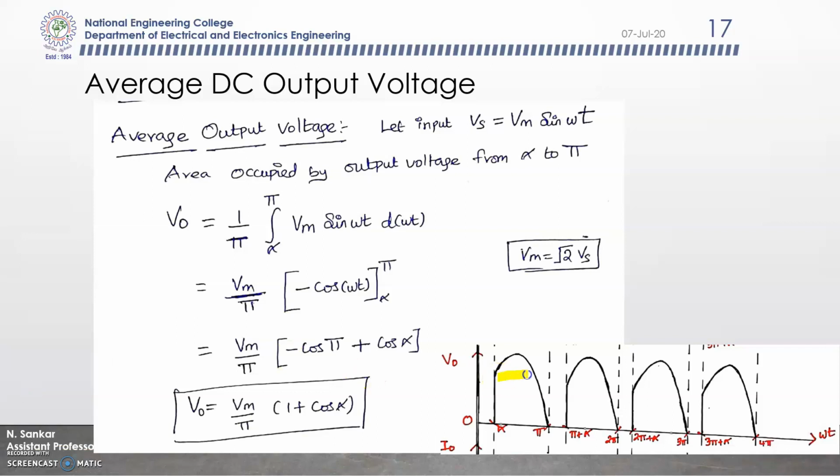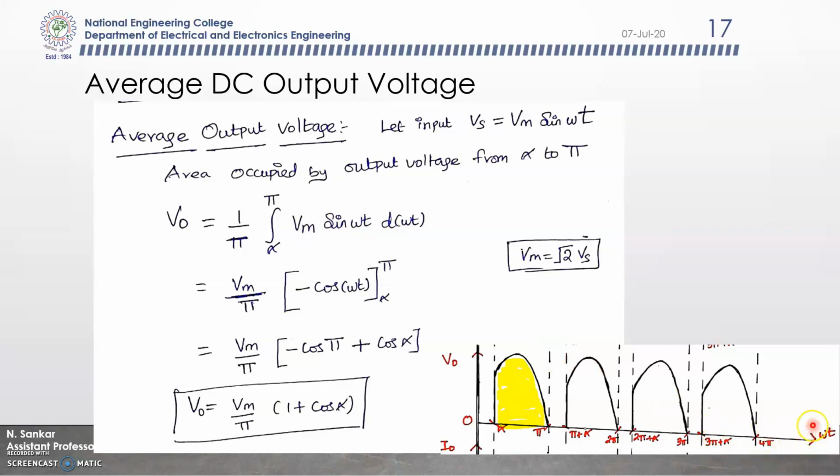So this is the area occupied, so we have to concentrate on this one now. Here the total time period is 0 to pi. Because the cycle is repeating from 0 to pi, you can see the same shape is repeating for every 180 degrees. So the time period is pi. Based on the formula, 1 by pi integral of alpha to pi Vm sin omega t.